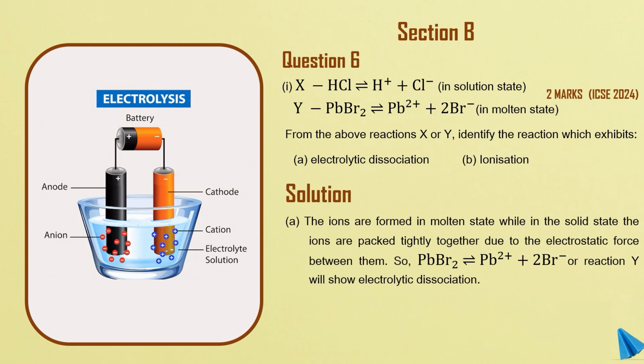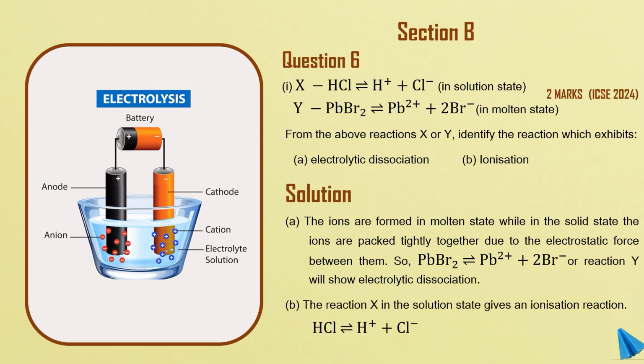Here is the solution. The ions are formed in molten state, while in the solid state, the ions are packed tightly together due to the electrostatic force between them. So PbBr2 gives Pb2+ plus 2Br-, so reaction Y will show electrolytic dissociation. The answer to B, that is ionization, is reaction X in the solution state, which gives an ionization reaction, that is HCl to form H+ and Cl-.